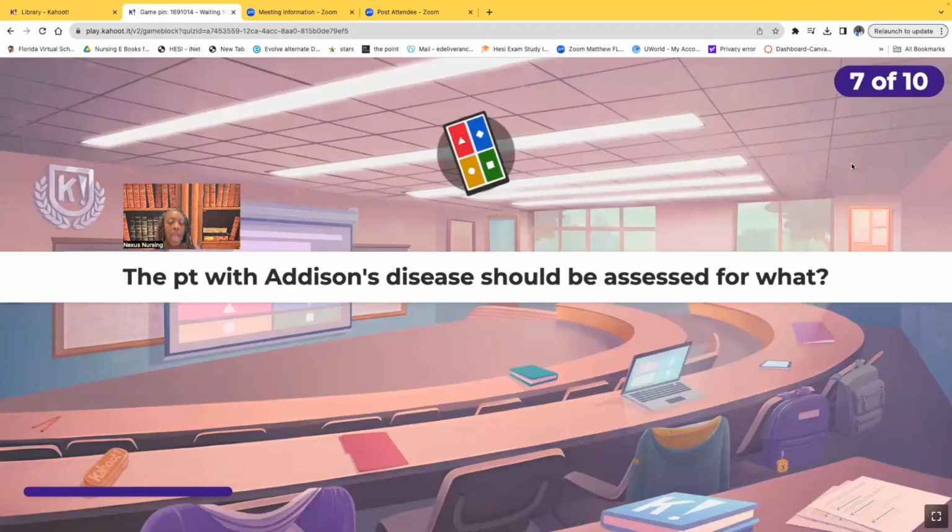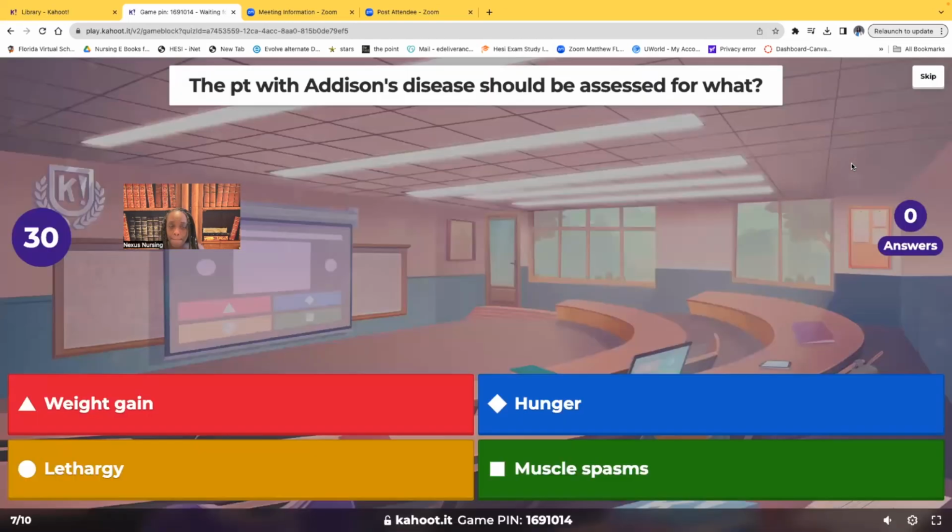Next question. The patient with Addison's disease should be assessed for what? Would it be weight gain, hunger, lethargy, or muscle spasms?